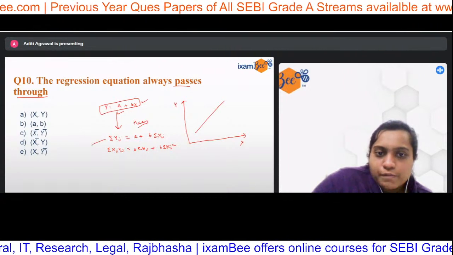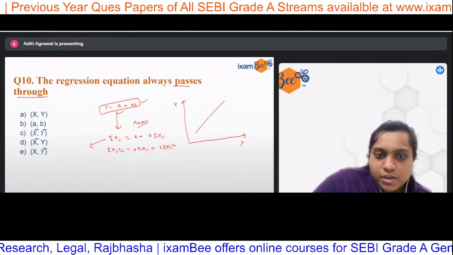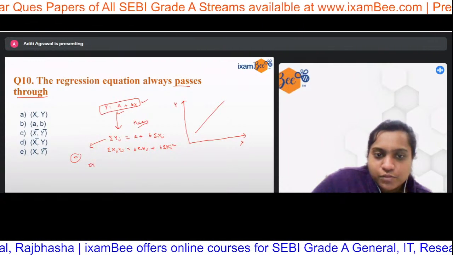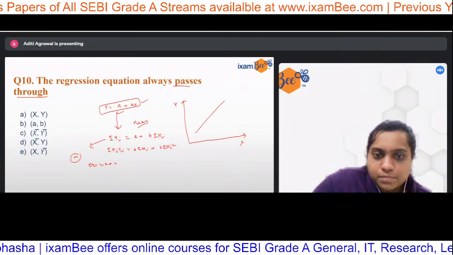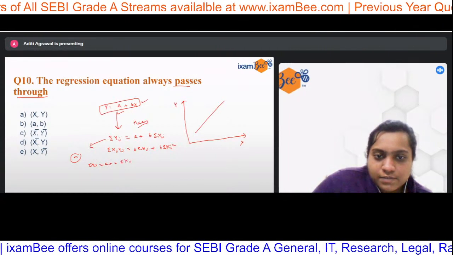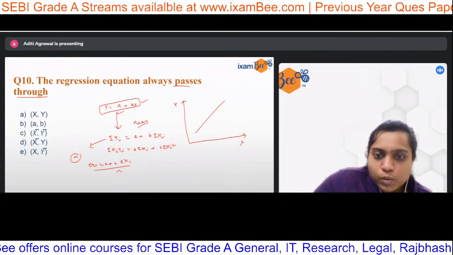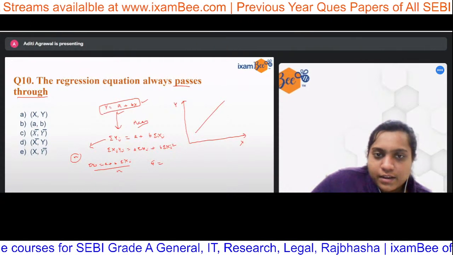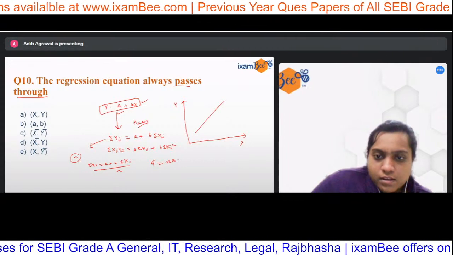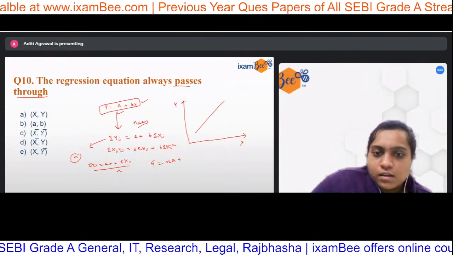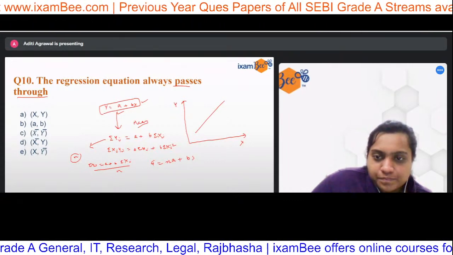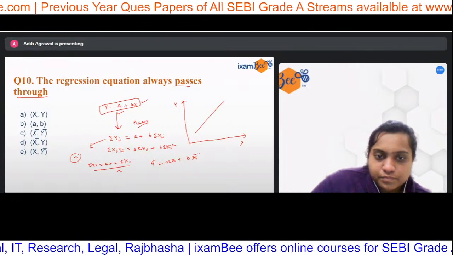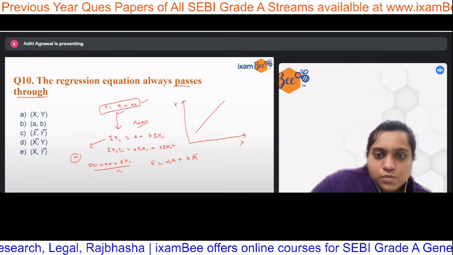Now, when you divide the first normal equation by n, what do you get? Summation yi is equal to n a plus b summation xi. Divide the whole thing by n and you have y bar is equal to a plus b x bar. This is what you have.